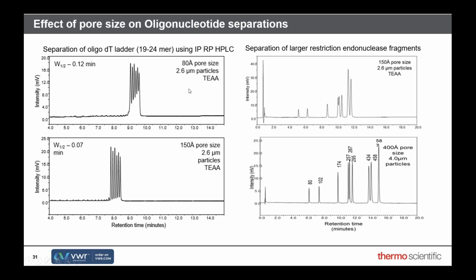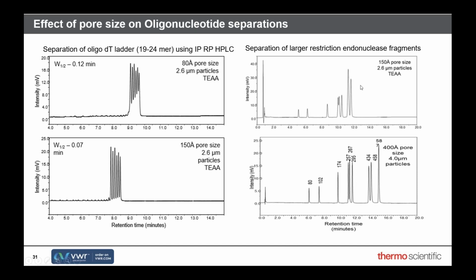And here we've gone from an 80 pore size resin, which is on the top left, to the one on the bottom left, where it's 150. And this is just using a 19 to a 24-mer. And you can see you need that extra pore size to make a difference. And the resin structure used here is exactly the same. The only difference is the pore size.